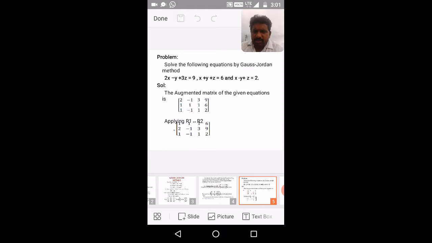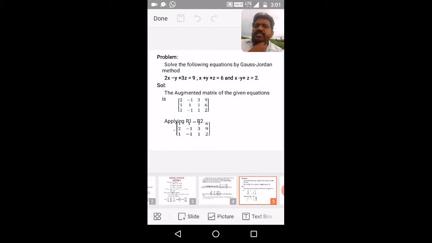Okay, our question is: solve the following equations by Gauss-Jordan method. The equations are 2x minus y plus 3z equal to 9, x plus y plus z equal to 6, and x minus y plus z equals 2. Okay, once again I will repeat the equations. 2x minus y plus 3z equal to 9, x plus y plus z equal to 6, x minus y plus z equals 2.